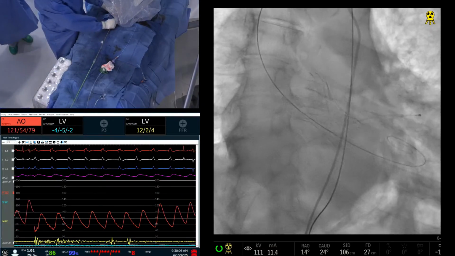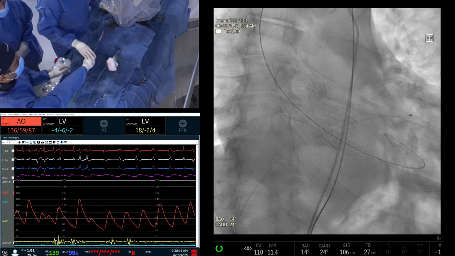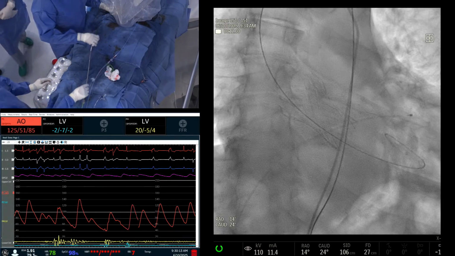So I think there is no need to do hemodynamics. We saw the unexpanded valve frame. We are going to dilate and then do the hemodynamics. Yeah.